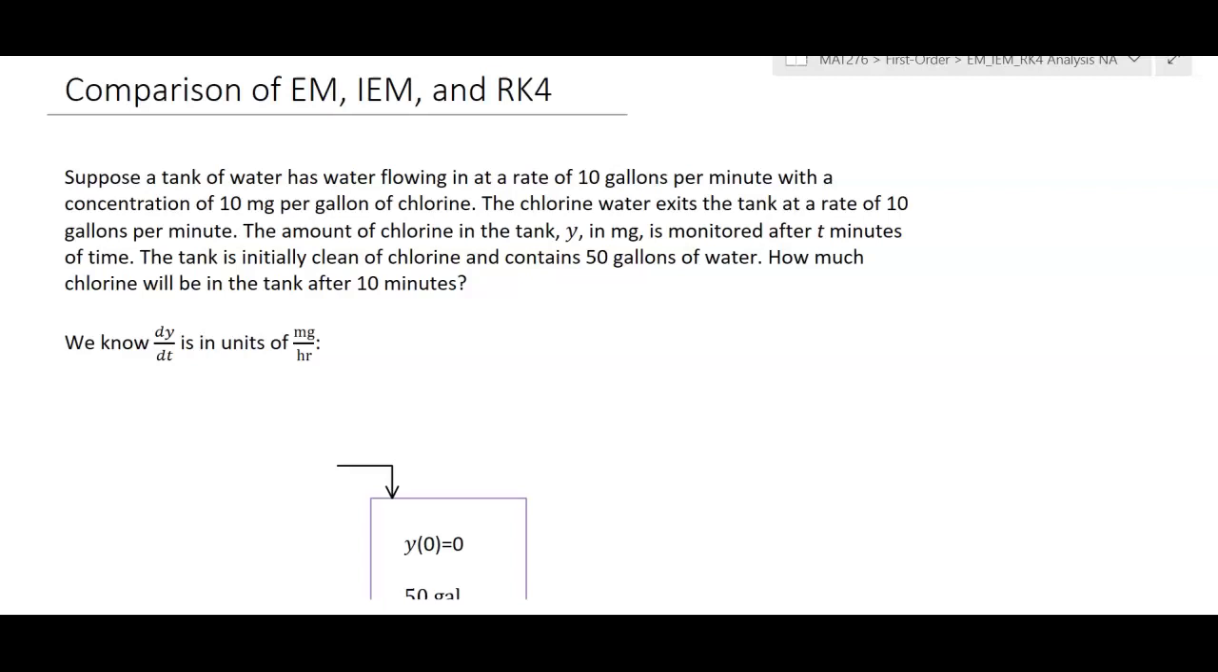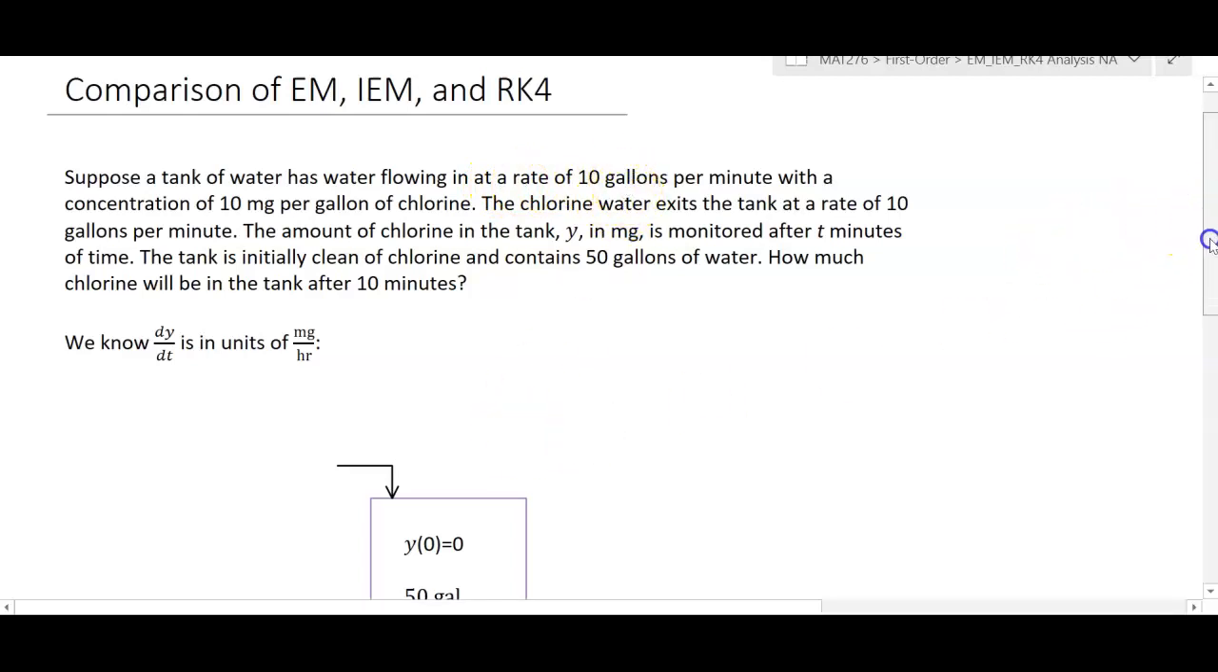So how do Euler's method, improved Euler's method, and RK4 match up? Well, let's go ahead and look at a real-world example. We'll build a different type of model here, known as a tank or compartmental model. In this particular problem, let's suppose we have a tank of water, and it has water flowing in at a rate of 10 gallons per minute.